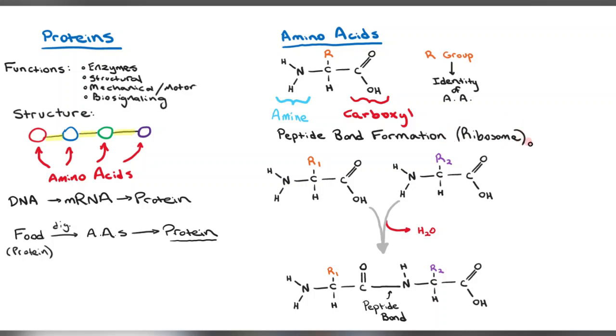So if you remember that protein synthesis occurs in the ribosome, this is what's actually going on in the ribosome. All right, so we can see that we have one amino acid on the left here and one amino acid on the right. And we line them up so that the amine group that we just talked about is right next to the carboxyl group. And then this OH group over here on the left and this hydrogen on the right are going to come together and combine to form H2O.